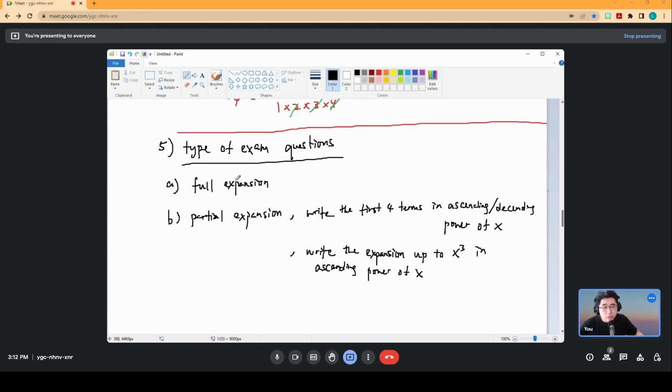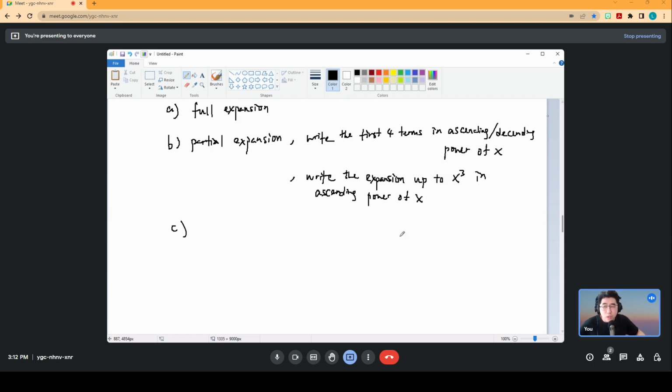Since this is an exam, and the exam is about 2 hours, 1 hour 50 minutes, full expansion usually goes for a smaller number of n, but for partial expansion they can give you a bigger number, maybe like n equals 100. So students just do the calculations. They are not going to ask you to write a lot of things, but they are testing whether students know how to use the formula or not. That's all.